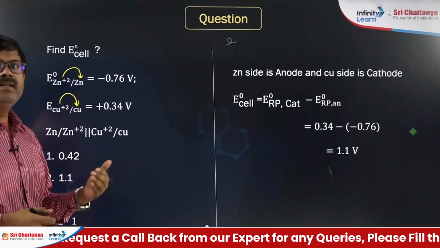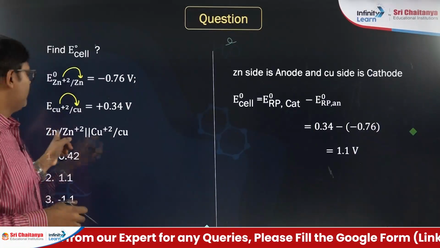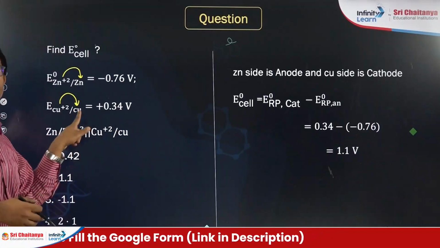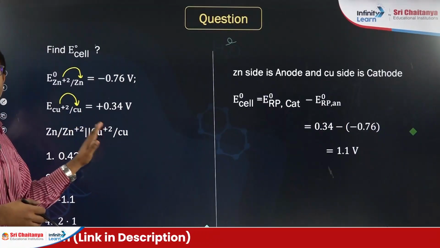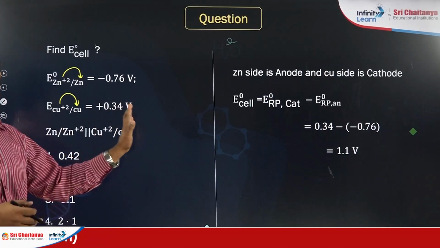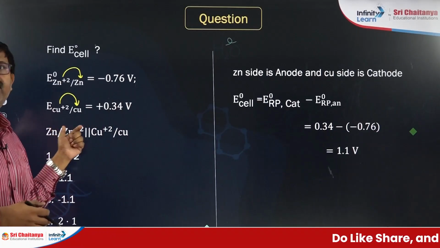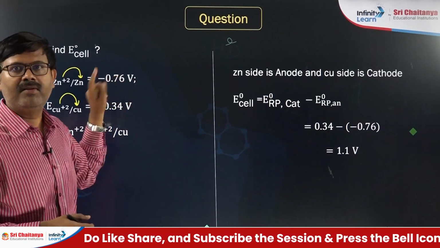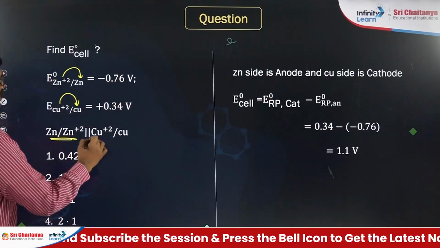Then how do we know which is undergoing reduction and oxidation? Look at the galvanic cell notation. Left side of the salt bridge, and salt bridge means double slash. The left side is the anode, the right side is the cathode. That means zinc is the anode, copper is the cathode. That is how we have to decide. Don't decide from the E° values. So this is the anode, this is the cathode.